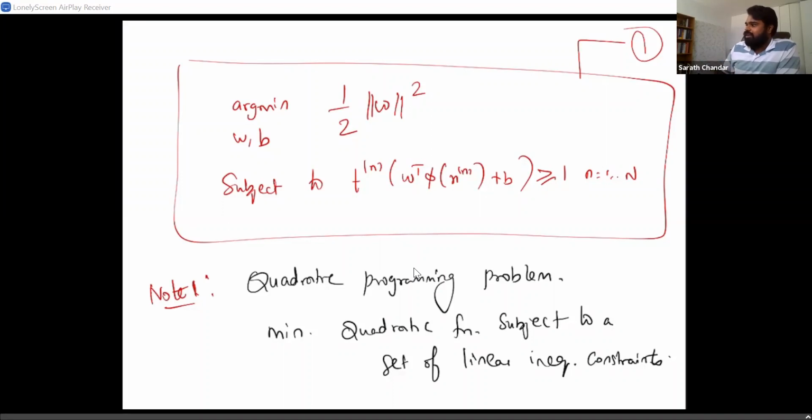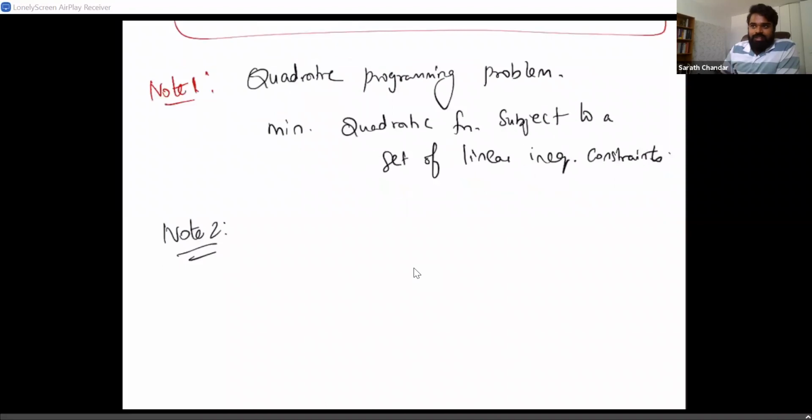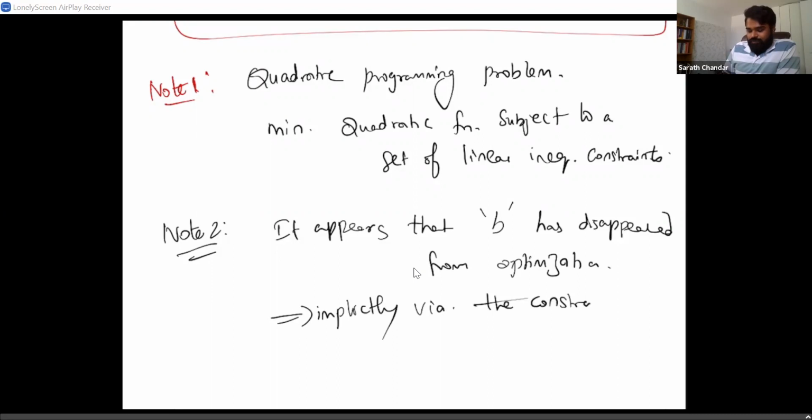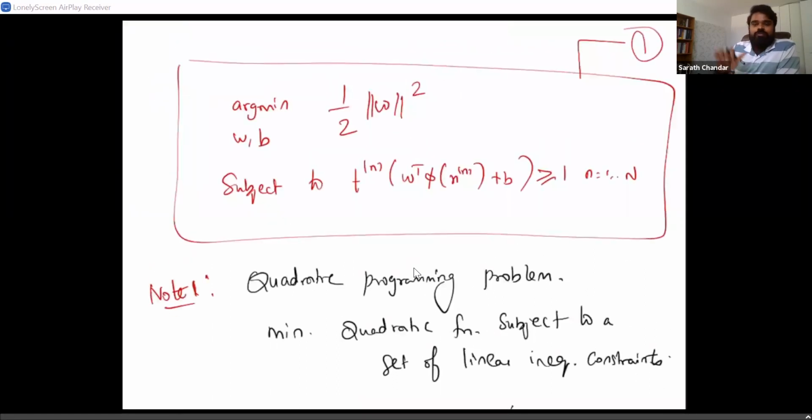Yeah, as Krunal points out in the chat, the constraint actually has B. So the second note is that it might appear that the bias parameter B has disappeared from the optimization, but that is not true. It is implicitly there via the constraints. Any change that you make to W in the optimization problem, you need to change B accordingly to compensate for it. So B still exists in the optimization problem.